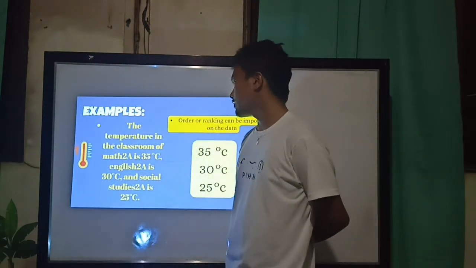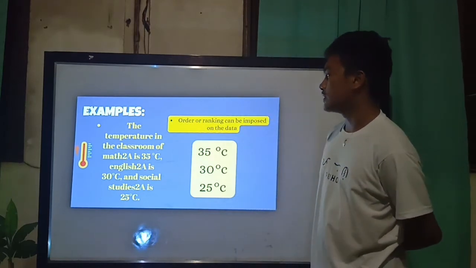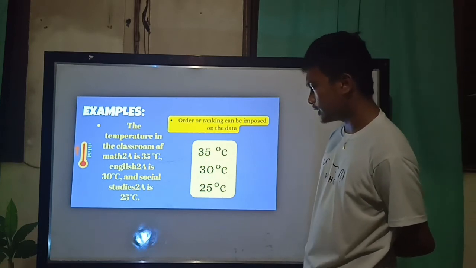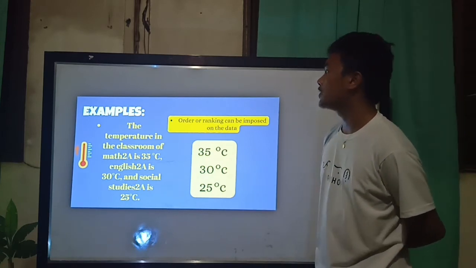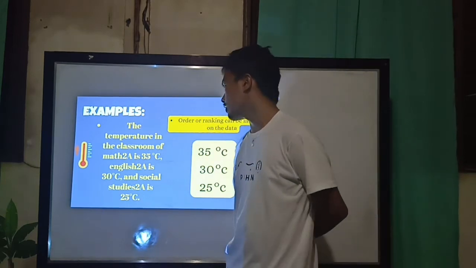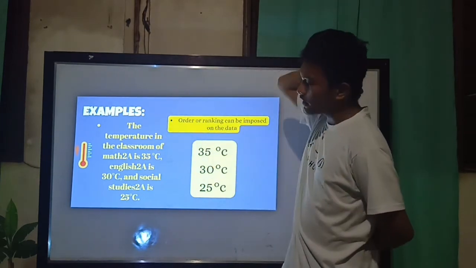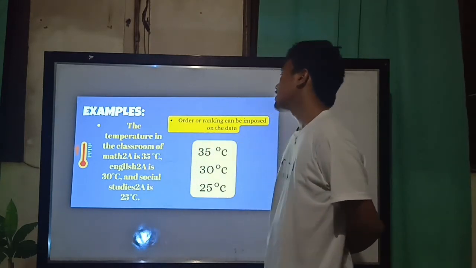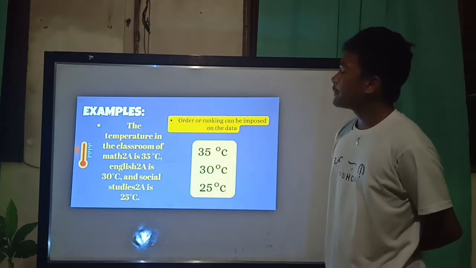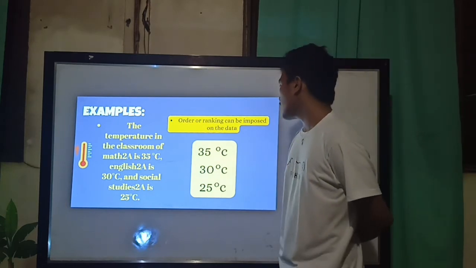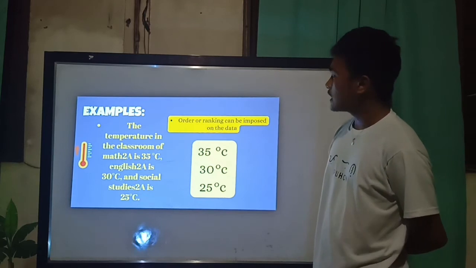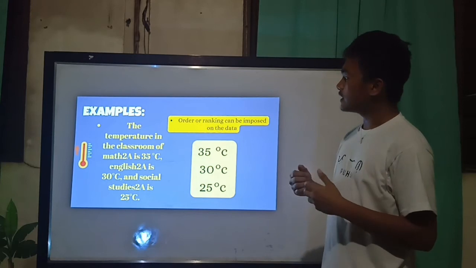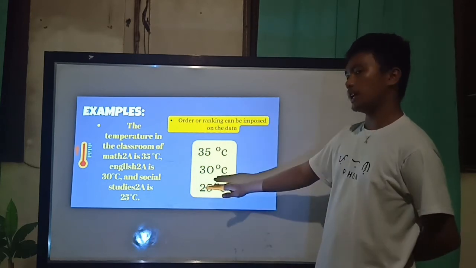The temperature in a classroom of Math 2A is 35 degrees Celsius, English 2A is 30 degrees Celsius, and Social Studies 2A is 25 degrees Celsius. So the variable there is the temperature of the classroom, and the data there is 35, 30, and 25 degrees Celsius. We always remember that interval can be order or ranking that can be imposed on data. So pwede na siya i-arrange from sa pinakainit sa dili kayo init.